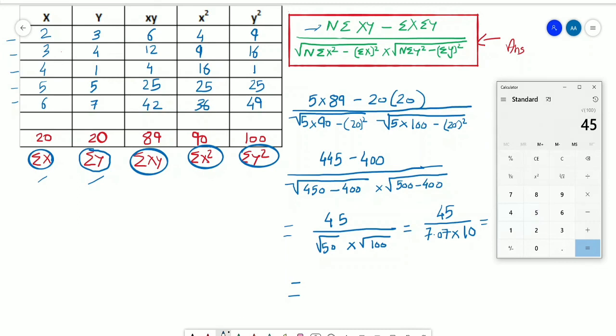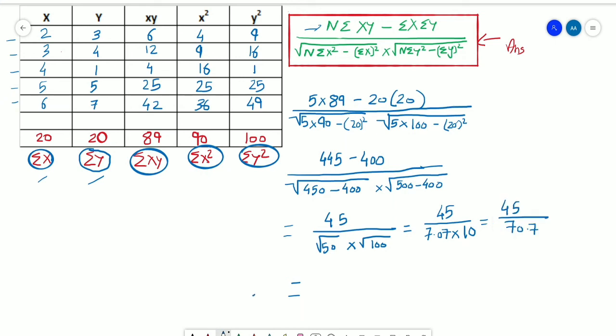So 45 divided by 70.7 gives us 0.63. So the value of r is equal to 0.63. It's a positive correlation and the degree is 0.63. Okay, so this brings us to the end of our problem.